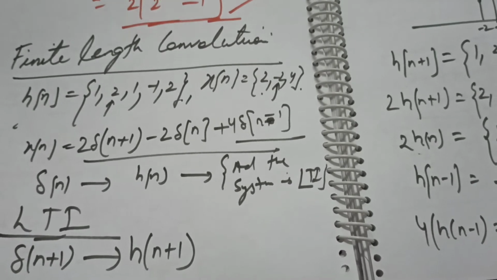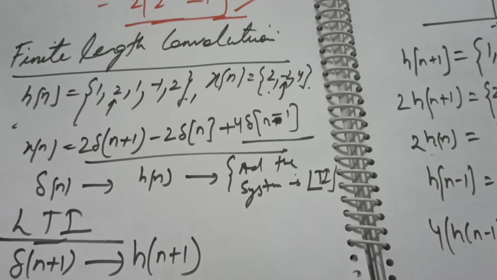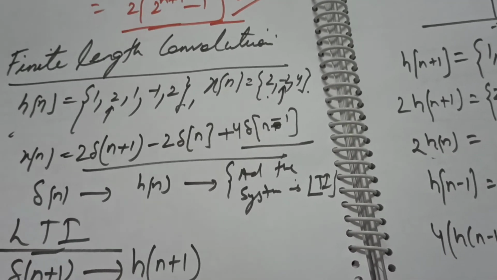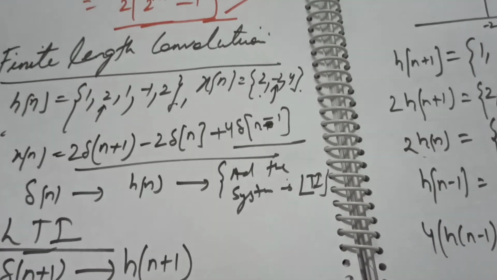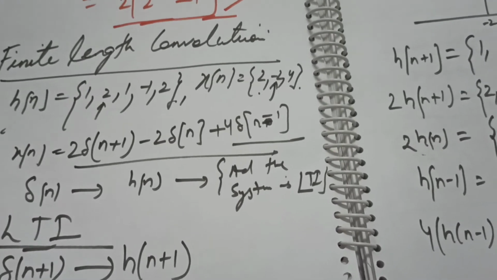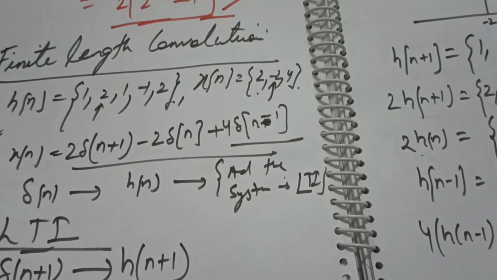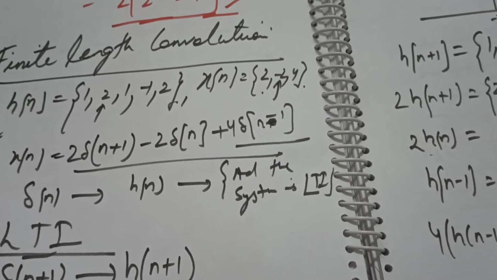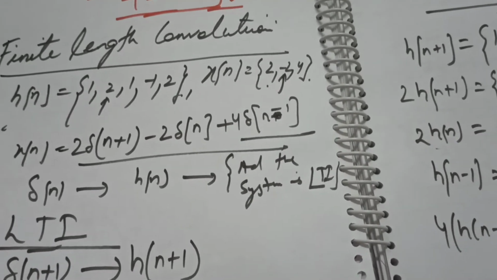Finite length convolution. Again, h[n] is there, x[n] is there. Now we have to calculate y[n]. How do we solve this convolution? It is again very easy. First of all, we will express our function as 2 delta[n+1] minus 2 delta[n] plus 4 delta[n-1]. It is quite clear.